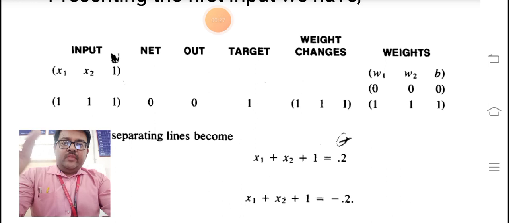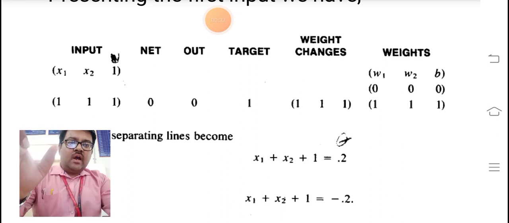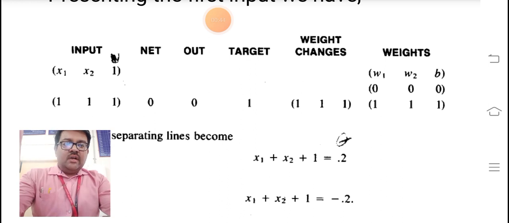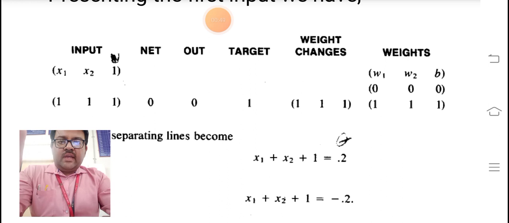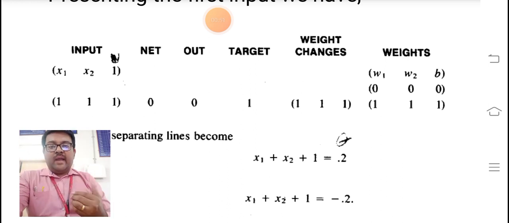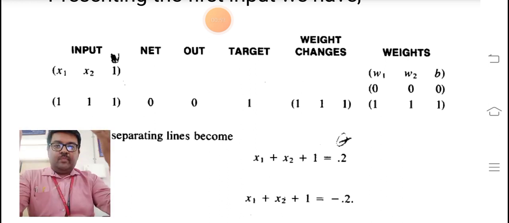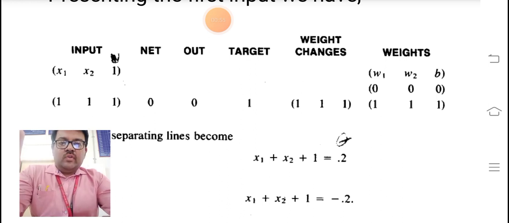First you have the input, then you have net, that is y underscore in, and out, that is out, then target, that is the expected output, then the weight change, that is delta w, then weight updation, that is w of new and b of new. So first we will take 1, and bias is 1.